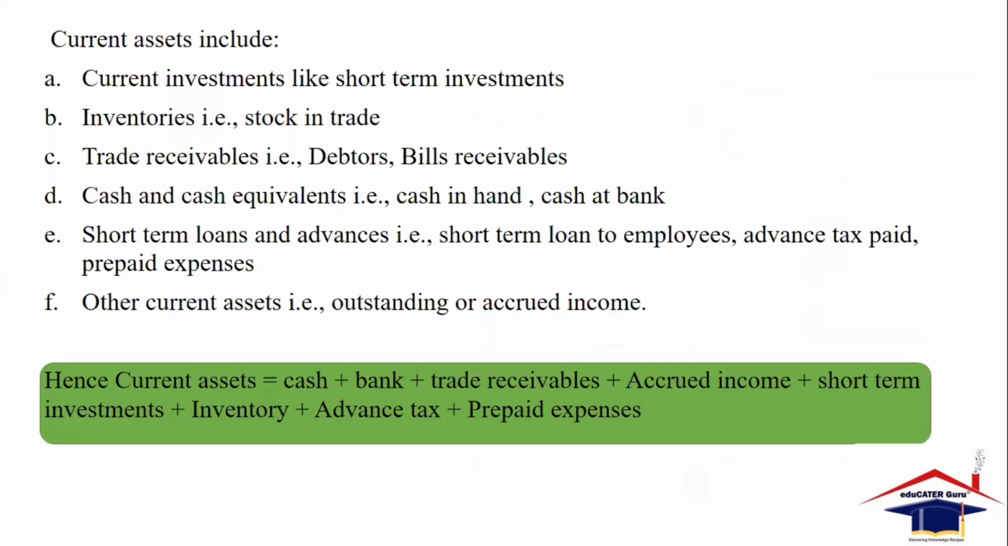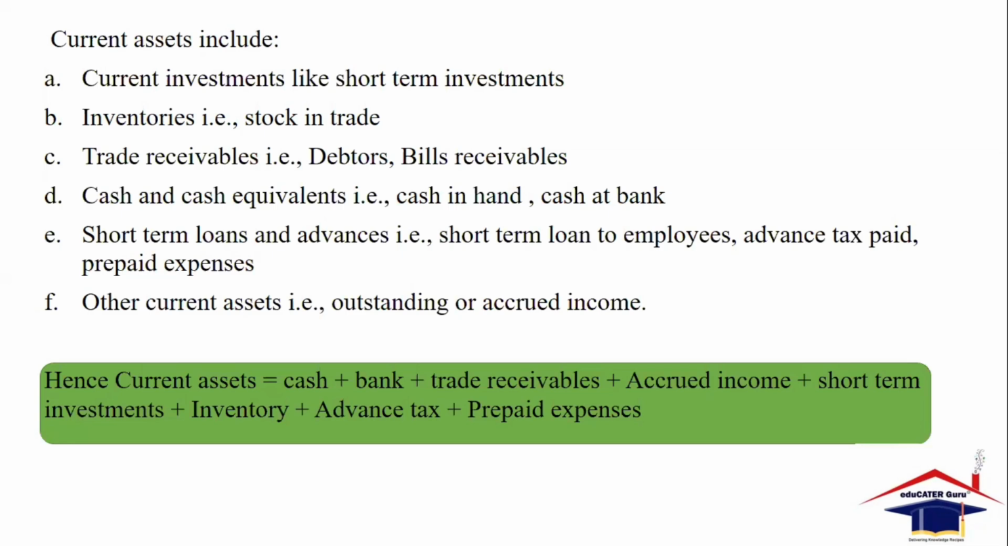So current assets include current investments like short-term investments, inventories, which is nothing but stock in trade, trade receivables like bills receivable and debtors, cash and cash equivalents, which is nothing but cash in hand and at bank, short-term loans and advances, that is short-term loans to employees, advance tax paid and prepaid expenses.